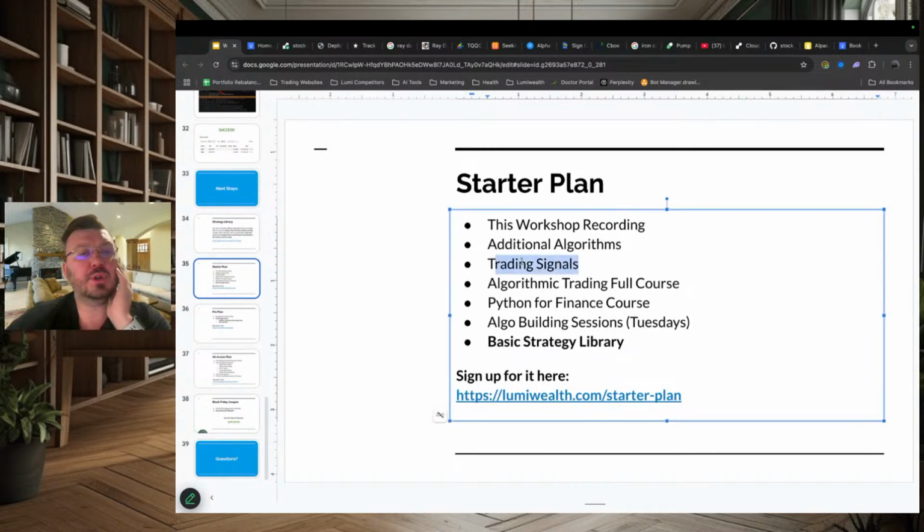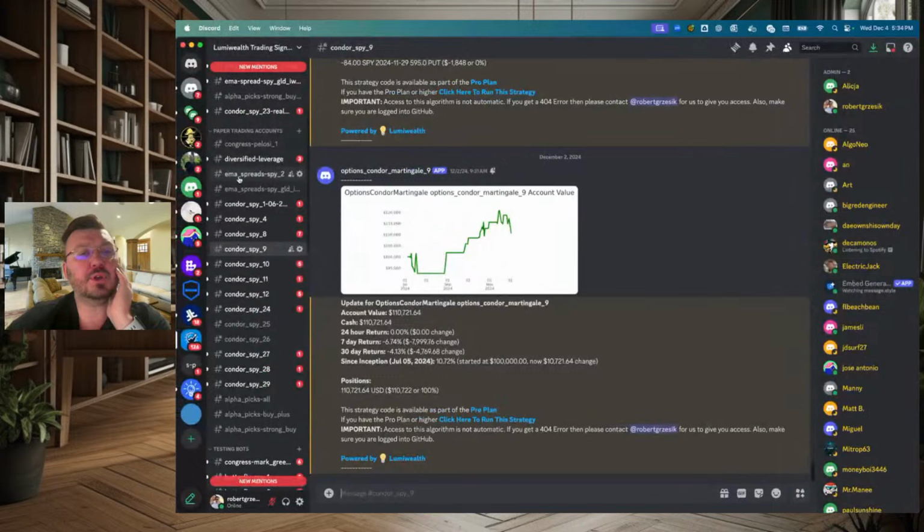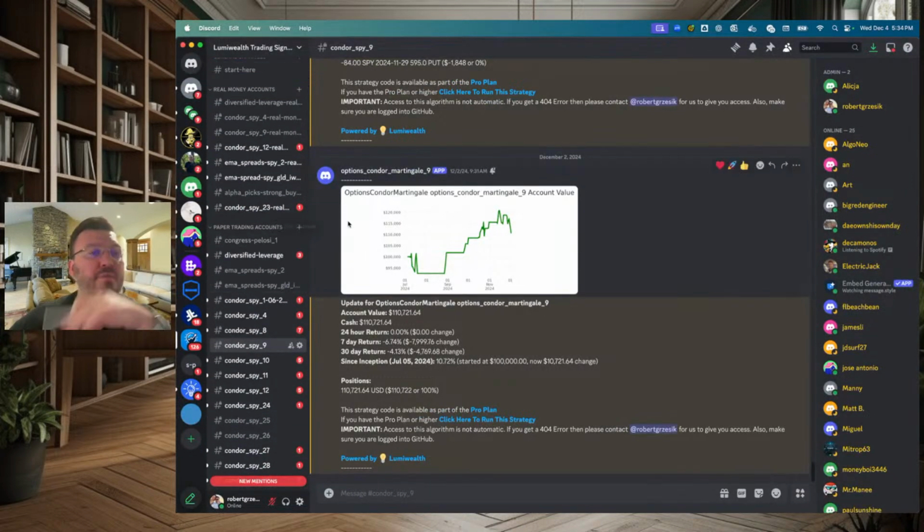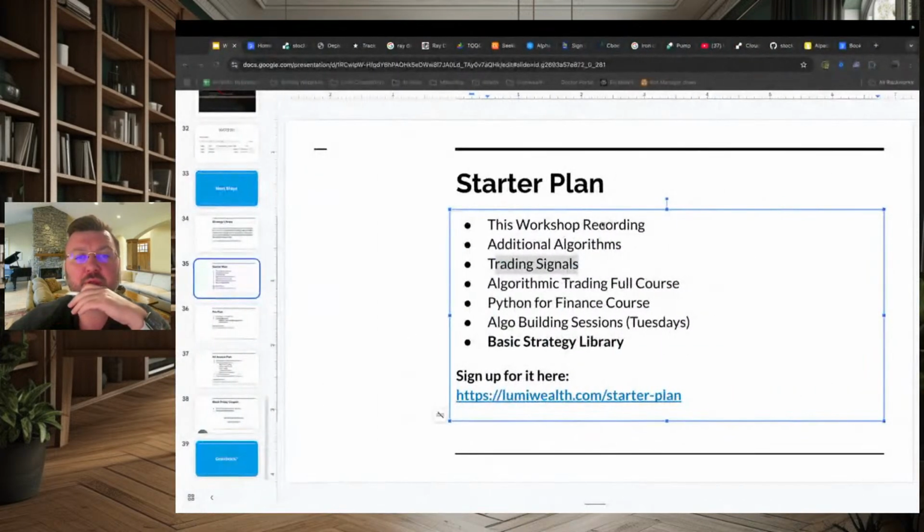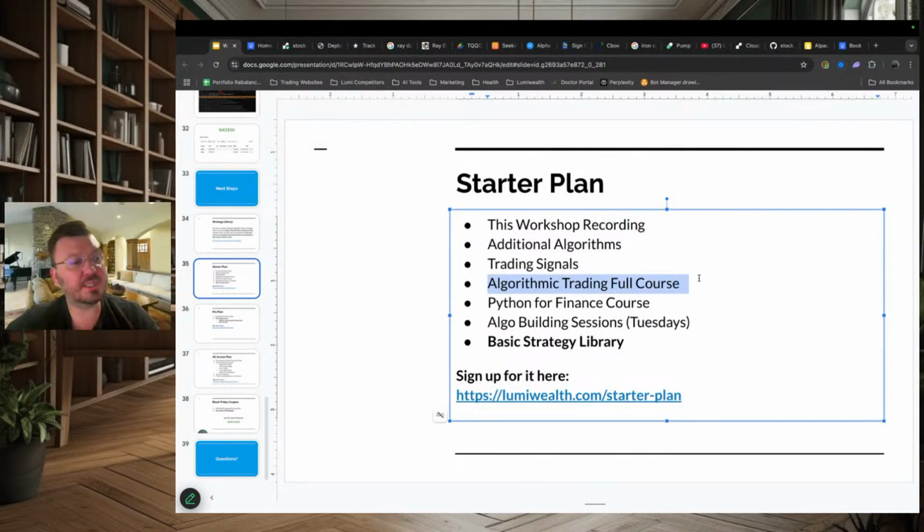You're going to get access to our trading signals. So basically, you can go through all of our different strategies, see how each one of them are doing, all that kind of stuff. You're going to get access to our algorithmic trading full course. We have a whole course that teaches you how to build these things. We're actually going to be updating that course shortly as well. So if you subscribe to this, not only do you get the algo trading course, but you're also going to get the brand new version of it when it comes out soon.